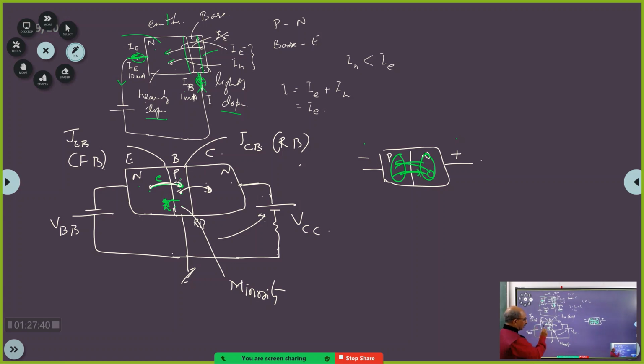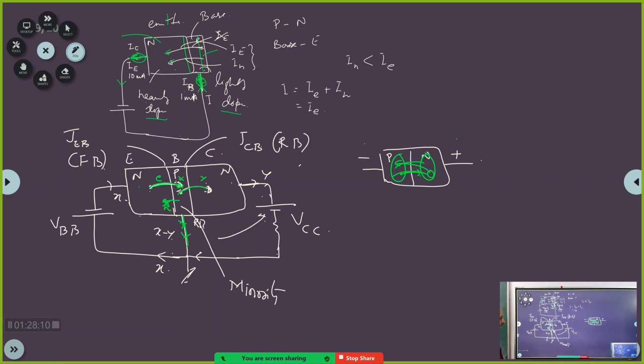Now, what you have to understand is, say some X amount of electrons are coming here. Out of X only Y will come here, and X minus Y will go here. So this will be X minus Y, and here Y, and here again X. Understood?